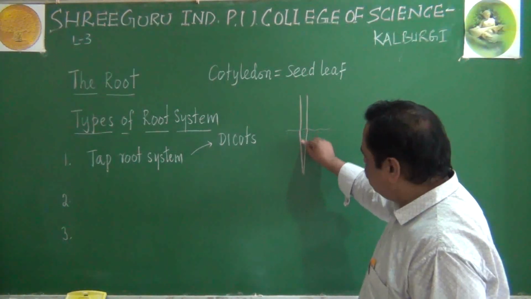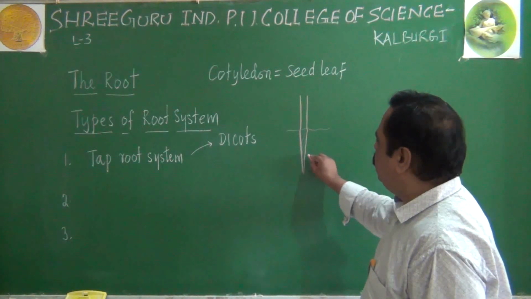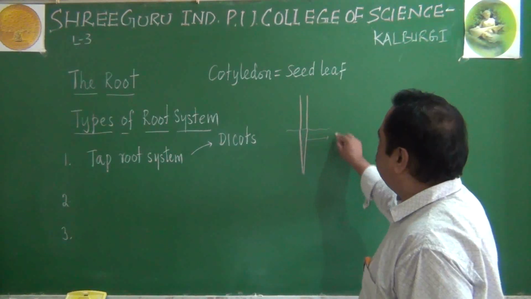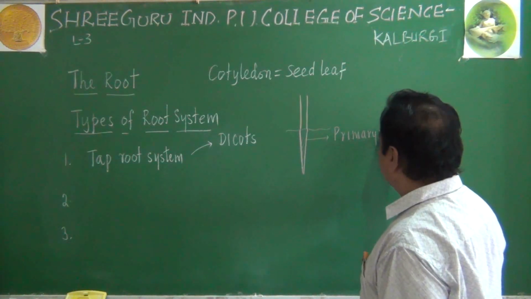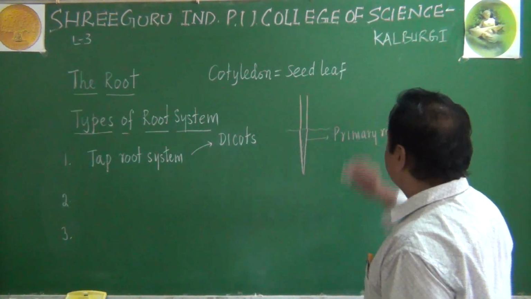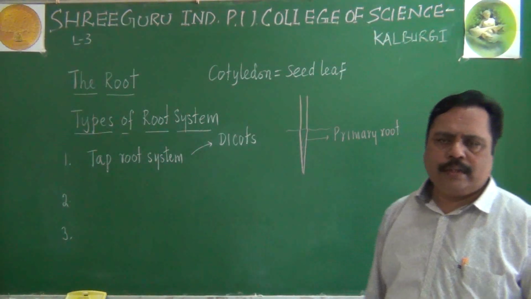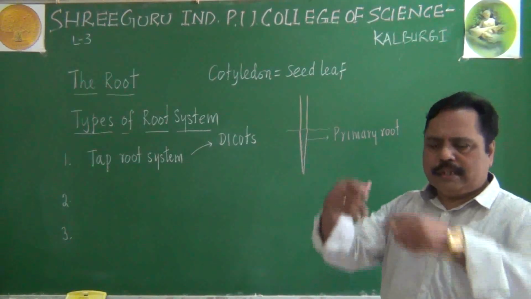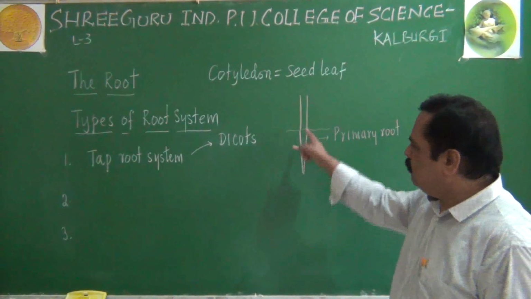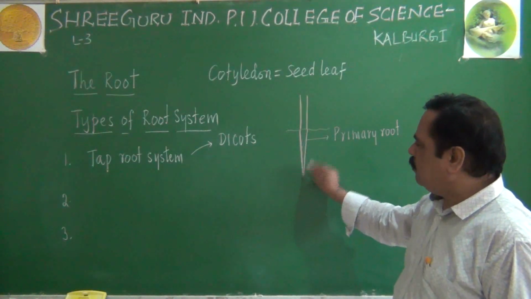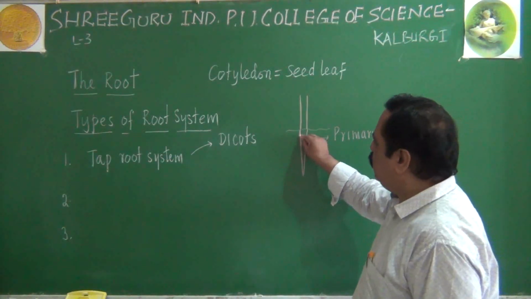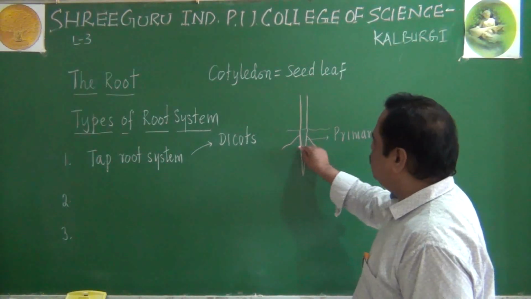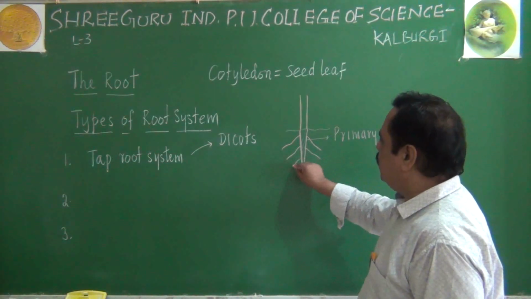This single projection present below the soil is known as the primary root of the root system. This primary root inside the soil is the main part of the root system. It will produce further branches into the soil.